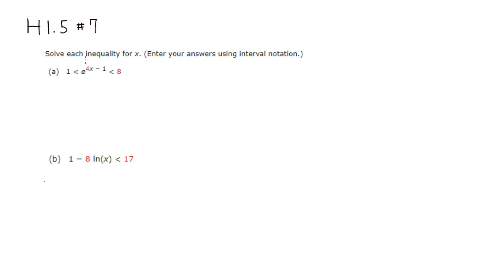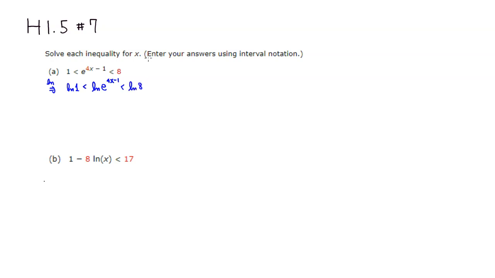So we need to isolate x, so we're going to have to first try to get rid of this e here. The easiest way to do that is to apply natural log to all three parts. Since the natural log is an increasing function, the inequality stays the same. So natural log of 1 is less than natural log of e to the 4x minus 1 is less than natural log of 8.